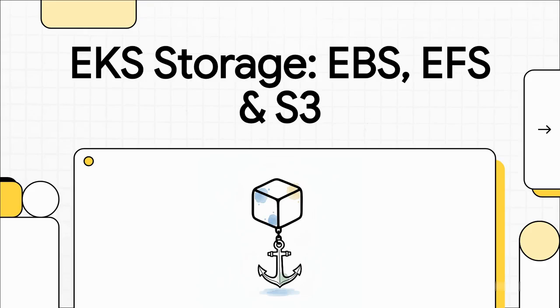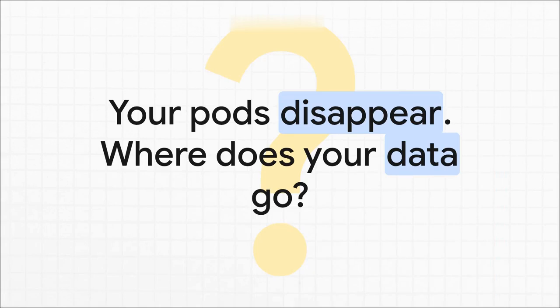So today we are jumping into a huge topic in the cloud-native world. What on earth do you do with your data? Specifically, we're going to break down how you manage persistent storage for your stateful apps when you're running them on Amazon's Elastic Kubernetes Service, EKS. All right, let's get right to the heart of it.